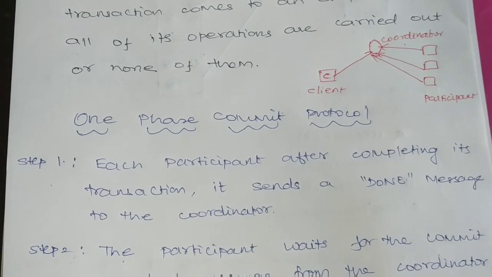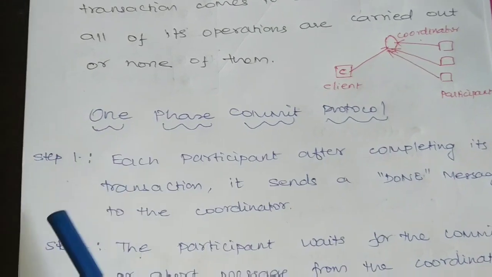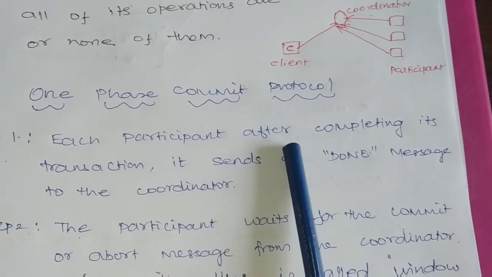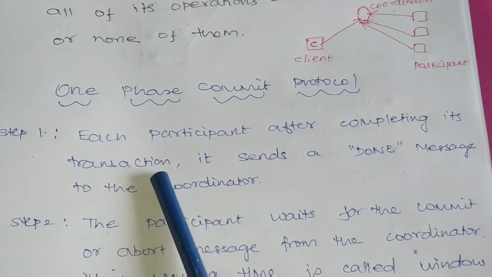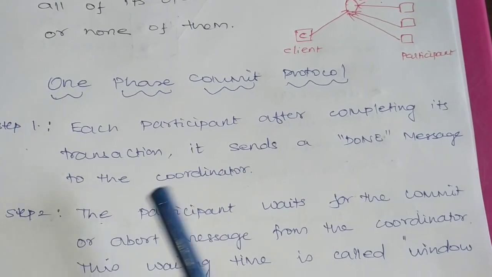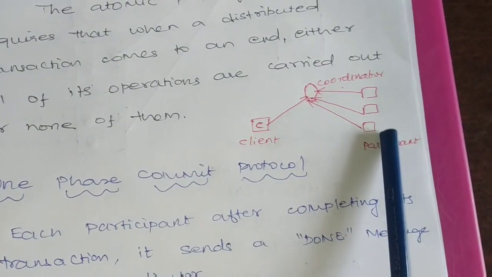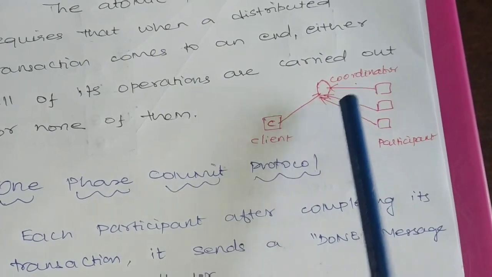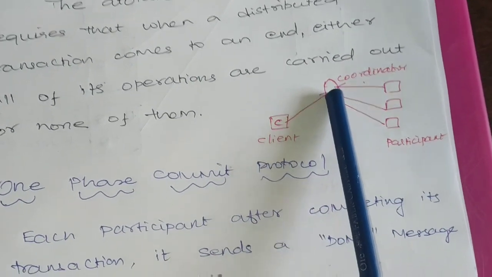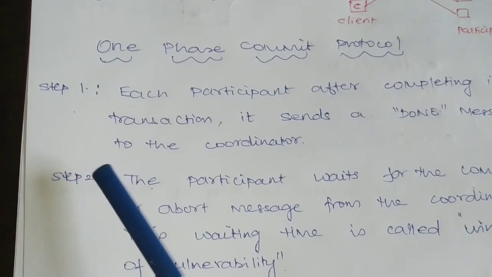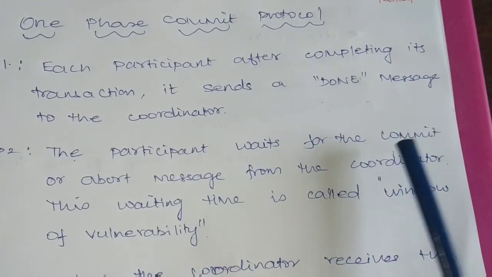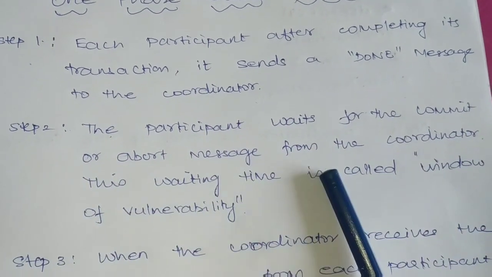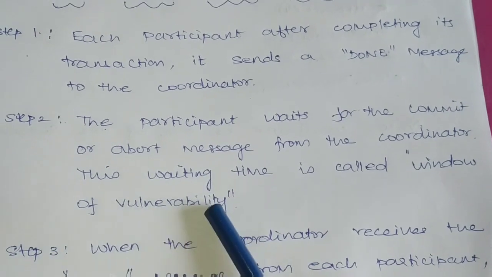Now we will see the one-phase commit protocol. The first step of a one-phase commit protocol is, each participant, after completing its transaction, sends a done message to the coordinator. So the participant, after finishing its work, will send a done message to the coordinator. Step 2, the participant waits for the commit or abort message from the coordinator. This waiting time is called window of vulnerability.